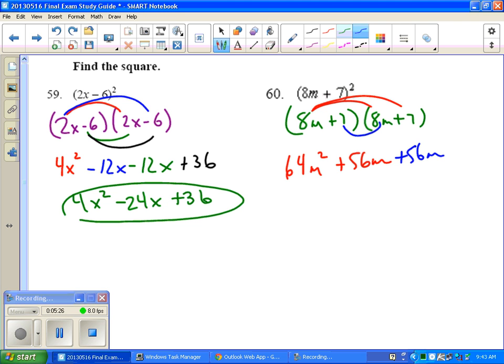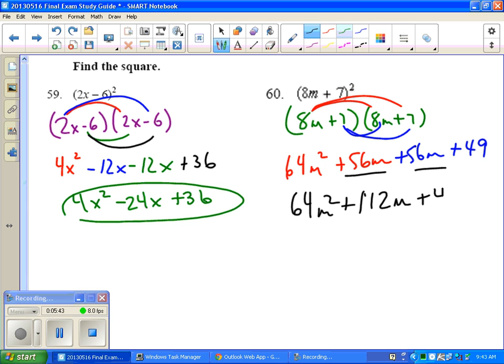Notice those are the same. And 7 times 7 is plus 49. So we got great big numbers. We're actually about to make bigger numbers when we combine 56m and 56m. You get 112m. That's positive. Bring everything else down. 64m squared and plus positive 49. And that is great big numbers, but it's a simplified trinomial.